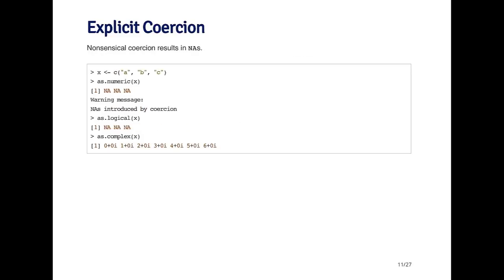Now, you will notice that coercion doesn't always work, and when it doesn't work, you get what are called NA values. So nonsensical coercion will result in NA. For example, if I take the vector A, B, C and call as.numeric, there's really no way to convert the letters A, B, and C to numeric variables. And so what you'll get is a vector of NAs plus a warning. Similarly, if you call as.logical on x, you're going to get a vector of NAs.